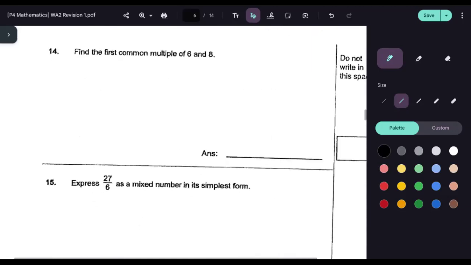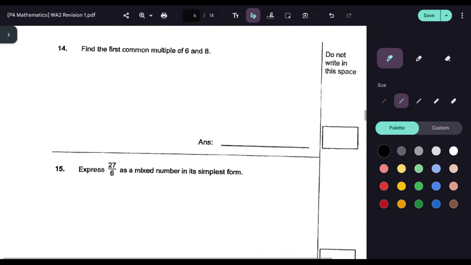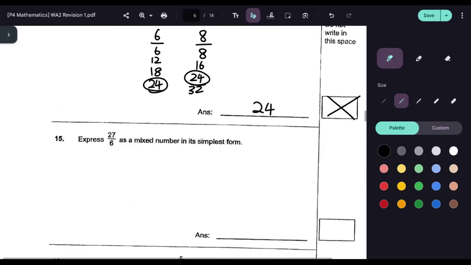Question 14. Find the first common multiple of 6 and 8. Okay, 6 and 8. Write your multiples: 8, 16, 24, 32, 6, 12, 18, 24. So this will be the one. Okay, that's it. So you keep going until you get the first common multiple.